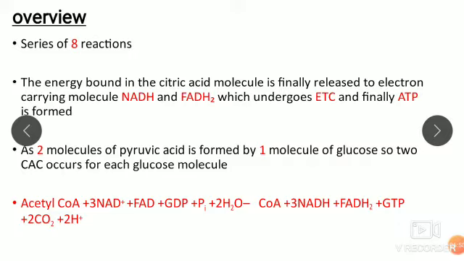3 NADH is formed, which goes into the electron transport chain to produce ATP. 1 FADH2 is released, which also goes into the electron transport chain to produce ATP. 1 GTP is formed. 2 molecules of carbon dioxide are released, and 2 H plus ions are released, which form H2O. So we can see that finally the glucose molecule is broken down into carbon dioxide and water, and lots of energy is released here. Now we have to study the energetics of this whole cycle, how much energy is produced through this cycle, which we will discuss in the next lecture.